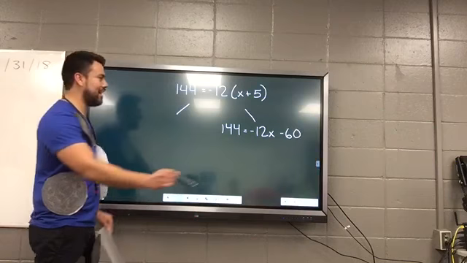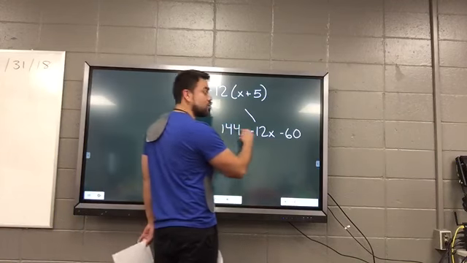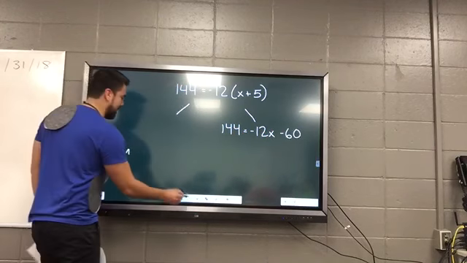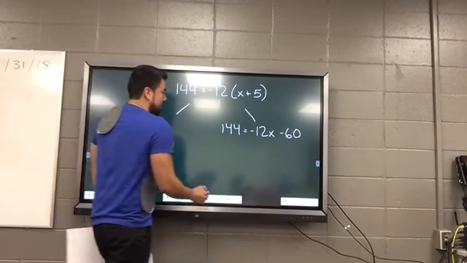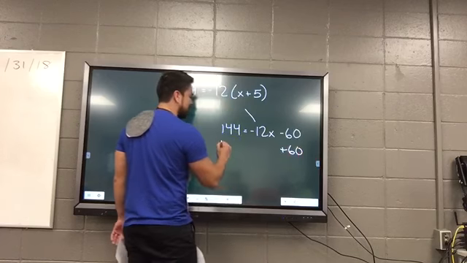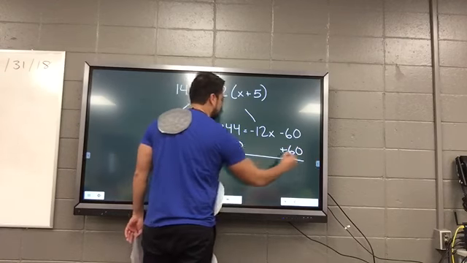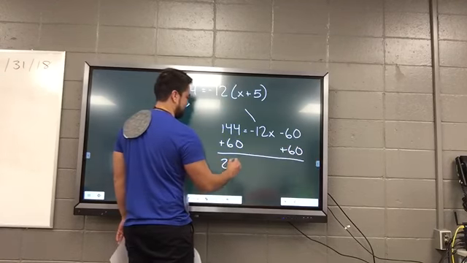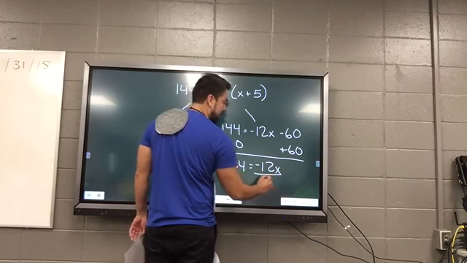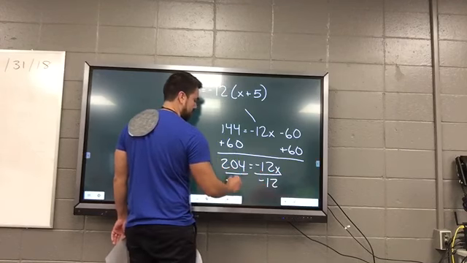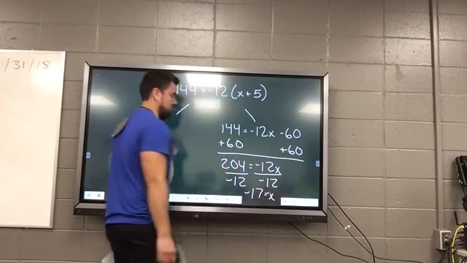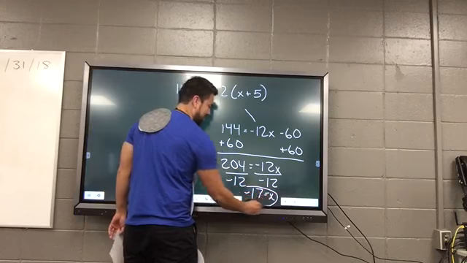All right, anyway, this is the distributive property. A lot of you did not do it this way. I'm totally fine with that. But I want to see if we get the same answer. So I would add 60 to both sides. Oh, no. This is a lot harder. And then divide by negative 12. You get negative 17. Same answer, but it's a little bit harder. It's a little bit tougher.